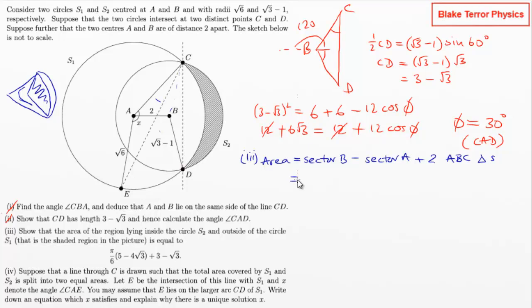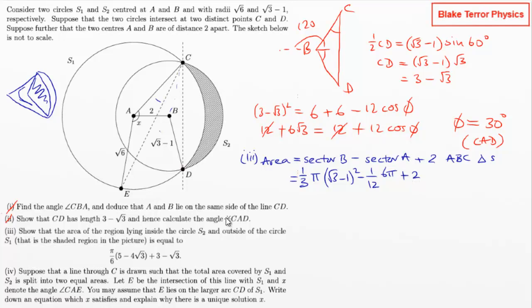So the area of sector B, it's 120 degrees there, so we're getting a third of pi r squared, and that's our root 3 minus 1 all squared. Then we want to take off, and it's 30 degrees we've got there, so that's a 12th of pi r squared, which is 6 pi in that case. And then we want to add on 2 lots of a half AB sine C.